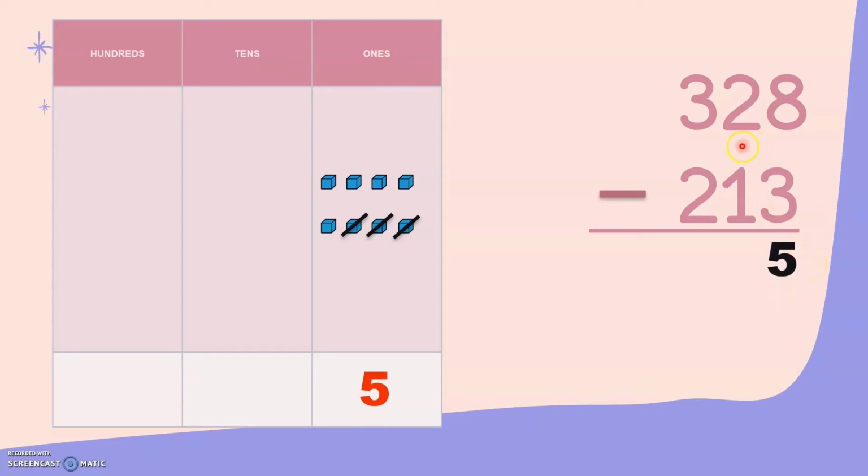Now, let's proceed to the tens place value. We have 2 tens minus or take away 1 ten. The answer is 1. Then, the last one is hundreds place. We have 3 hundreds minus or take away 2 hundreds. The answer is 1. Okay, so the answer is 115. So let's try more examples.